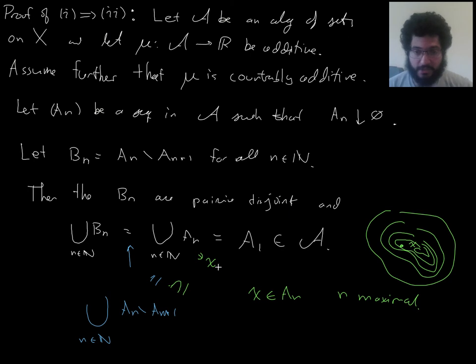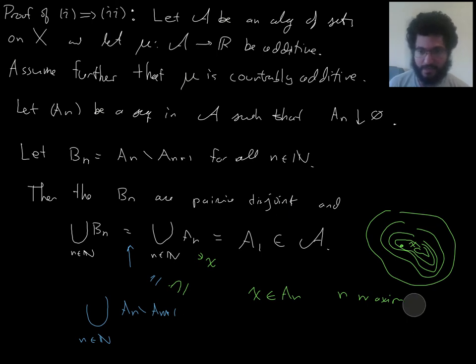Like, couldn't x just be in all of the a sub n's, in fact? No, it couldn't, because they're going down towards the empty set, right? The intersection of all of them is the empty set. So since they intersect to give the empty set, x cannot be in all of them. So that means there's a first one that x is not in.